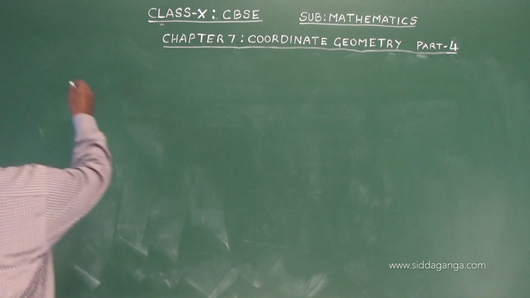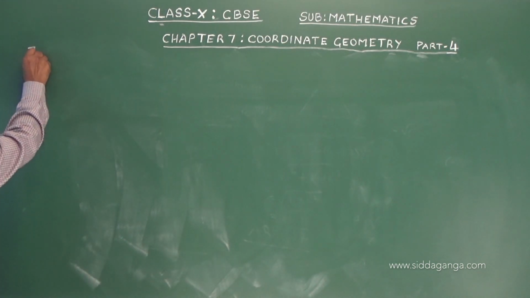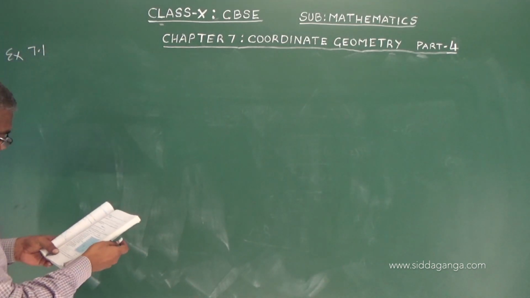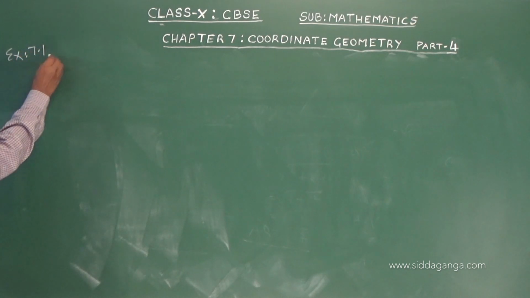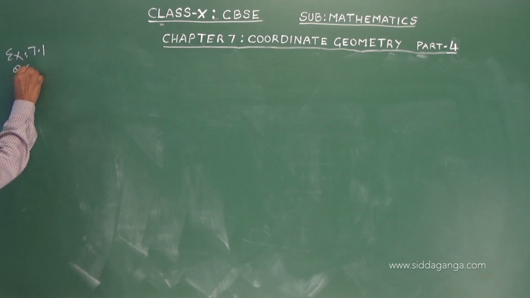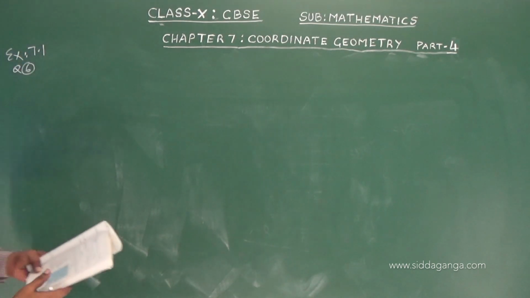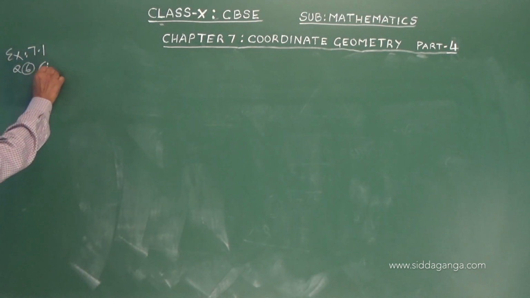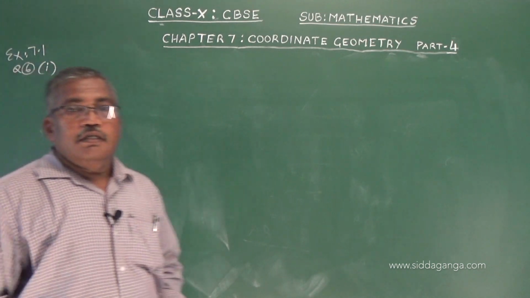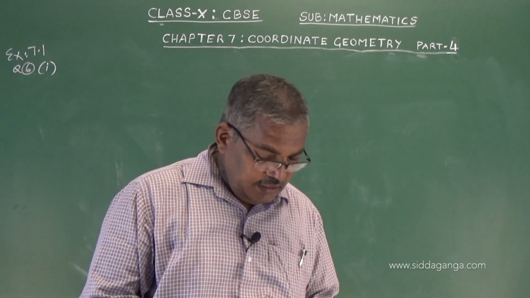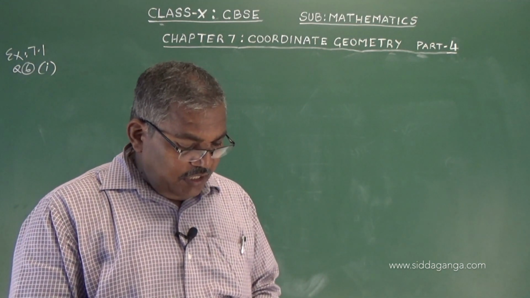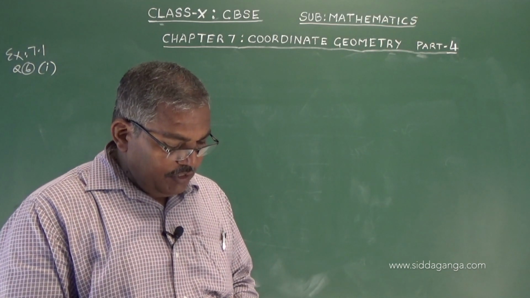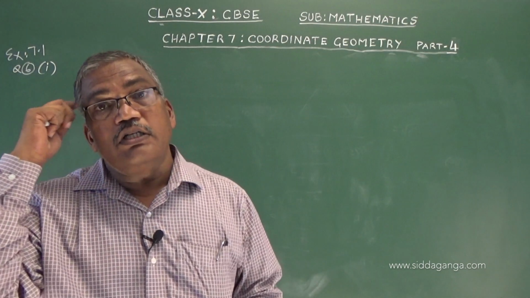So exercise 7.1, question number 6, I will move. Question 6, under that, first one. The question is like this: name the type of quadrilateral formed, if any, by the following points. Give reasons for your answer.